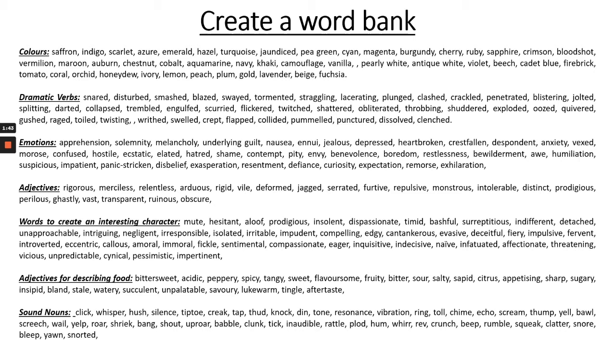Now, what I've done here is I've given you some words. I've given you colours, dramatic verbs, emotions, adjectives, words to create an interesting character, adjectives for describing food, sound nouns, and these are something that you can use. So you can either pause the video now and get a few down, and keep looking at the definition of them and keep practicing their spelling, and also seeing how you can use them in your own examples of creative writing. Or if you've got the whole booklet for the chain of lessons for the fox and the goat, then it will be in that booklet for you to go back on. So I'll leave that there for you.